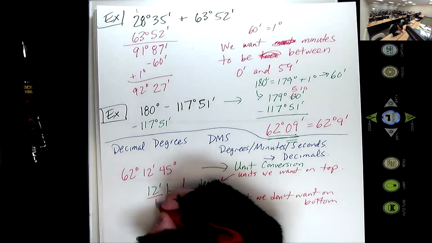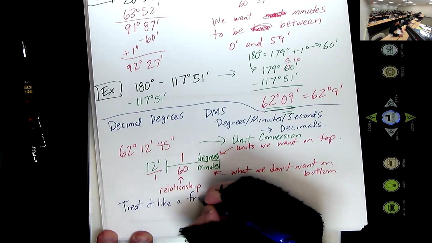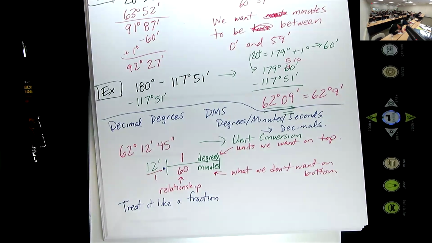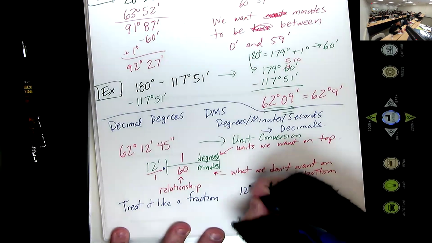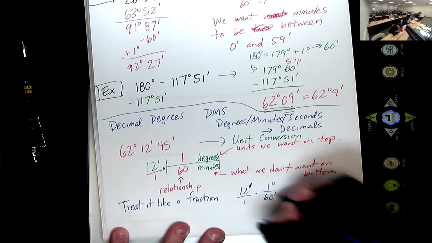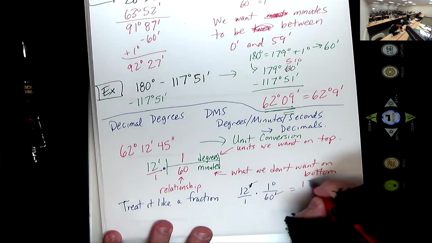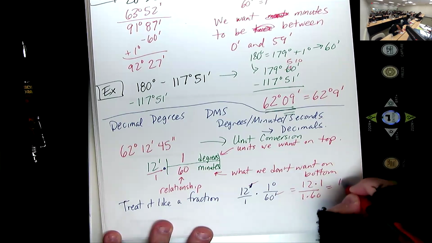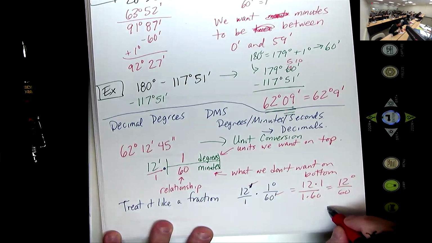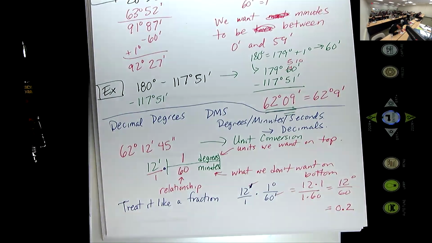And this is like a fraction. So you're gonna treat it like a fraction, and we're multiplying it. If you've forgotten how fractions work, you multiply tops and you multiply bottoms. That's 12 minutes, this is 1 degree, 60 minutes. The minutes part cancels. And we've got 12 times 1 on top, 1 times 60 on bottom. This is 12 degrees over 60, which ends up being 0.2. I think that's 0.2. Yeah, it shrinks down to 1/5.